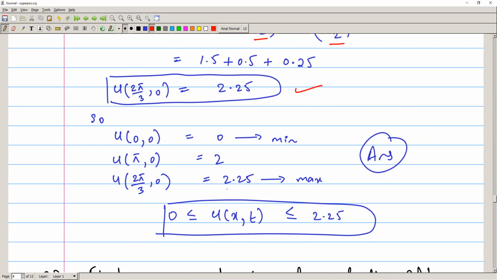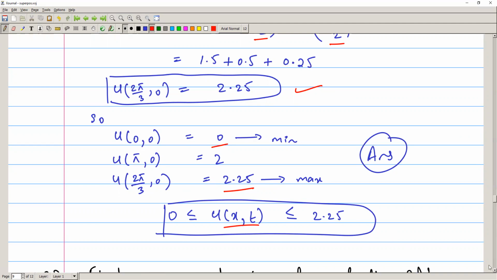So we can see that this is the maximum value and this is the minimum value, and this was the objective of this problem, that we have to show that the value of u(x, t) is in between 0 and 2.25, right? So we are done with this problem.